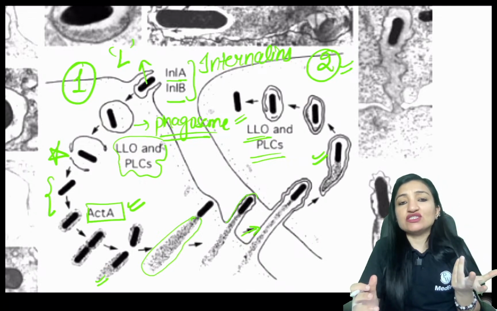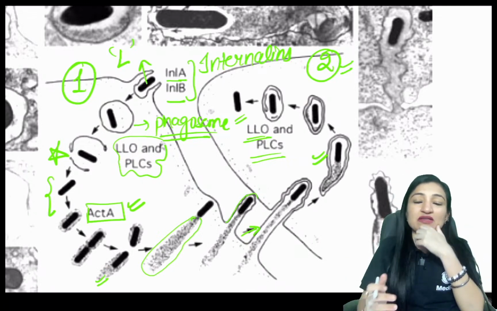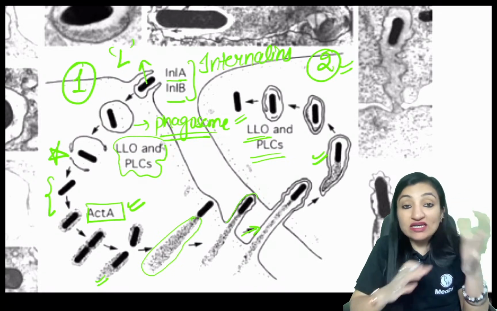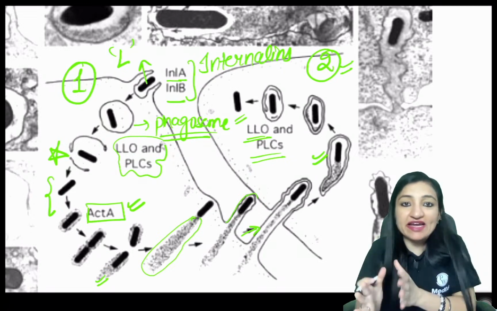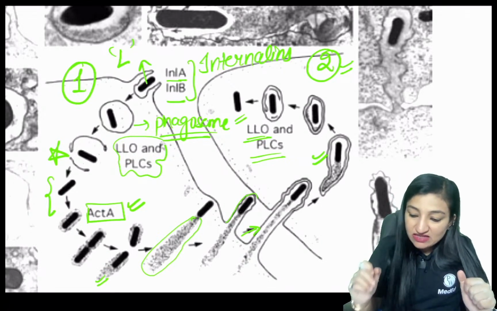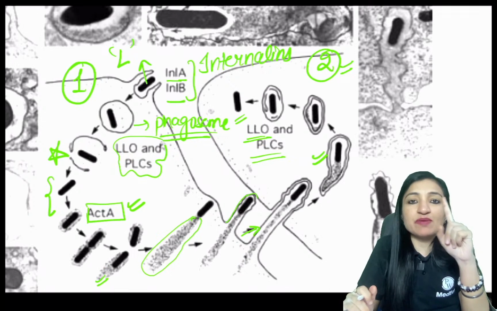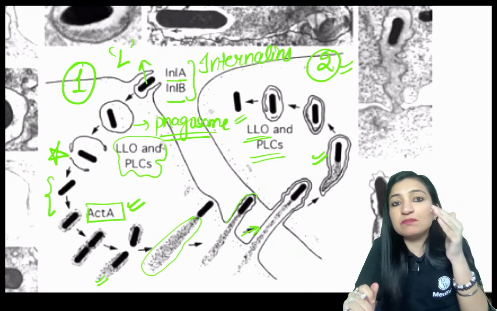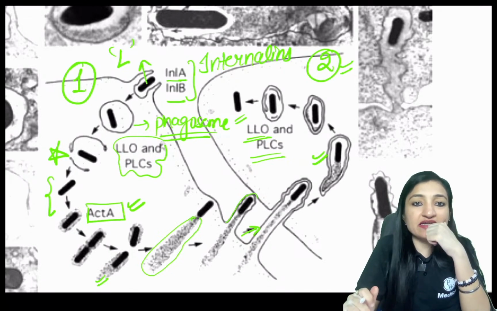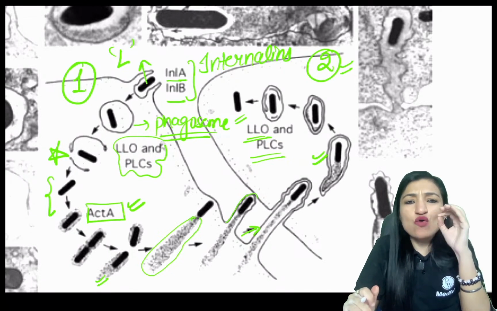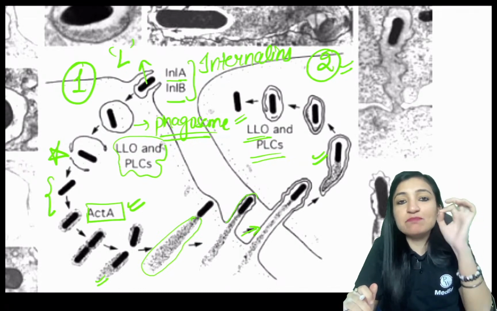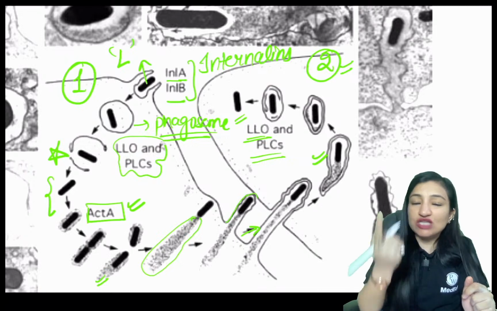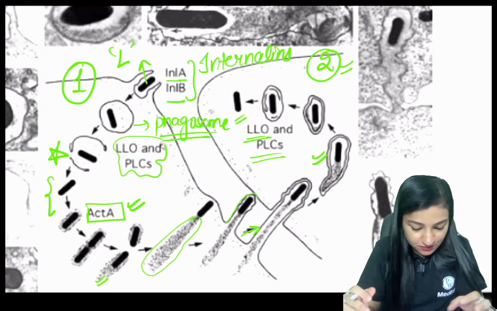So what is the advantage of all of this? Why has God blessed this particular bacterium with all of this? What is this organism going to evade with this behavior? Can someone tell me? Two important types of immunity are what? Humoral immunity and cell mediated immunity. Can someone comment in the chat box and let me know what kind of immunity is being evaded by this fellow because of this very nature of hopping or jumping from one cell to another? Tell me.